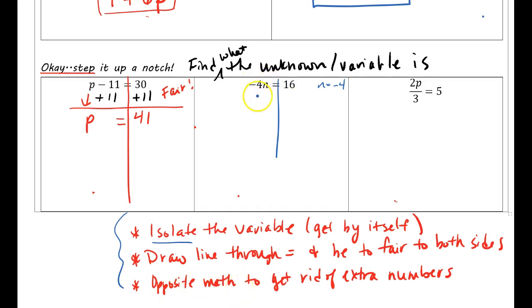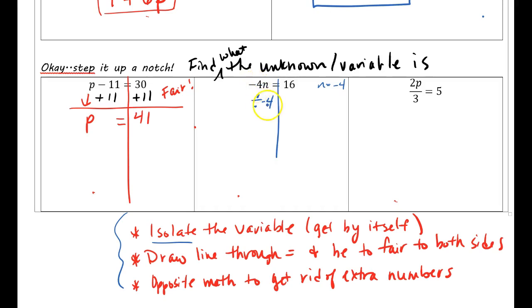So what do you see right here? You see negative 4 times n. Well, what is the opposite of multiplying? Because these are being multiplied. So what's the opposite of multiplying? It is dividing. So if you want to get rid of that negative 4, the way that you could do that is you could divide by negative 4.